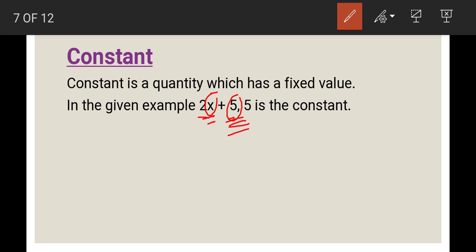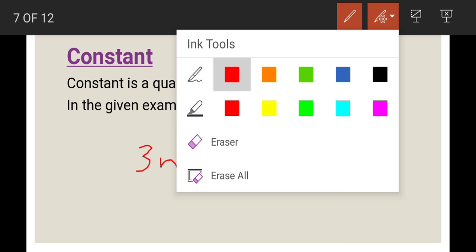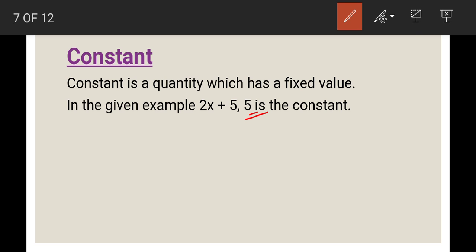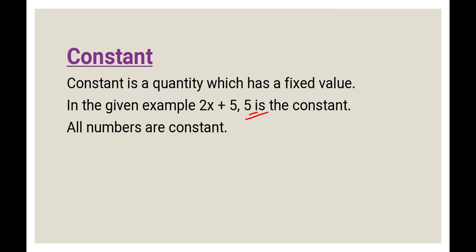And in the previous one it is 3n plus 1, here 1 is the constant. In the previous example 1 is the constant, and in this example 5 is the constant. And all constants are numbers. All numbers are represented as constants, same as we represent variables with small letters, so we can say all numbers are constants.